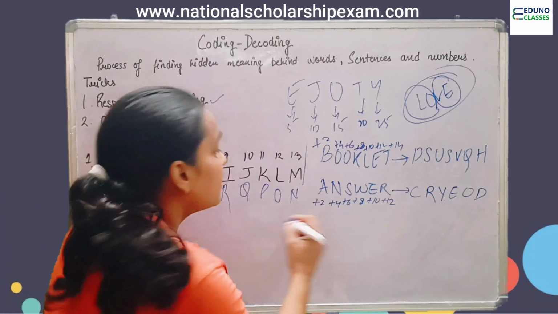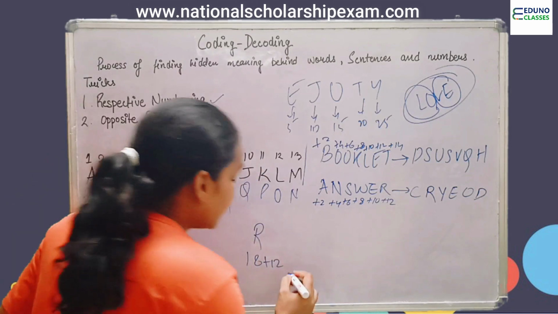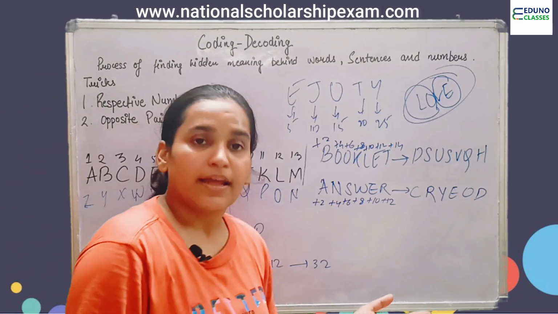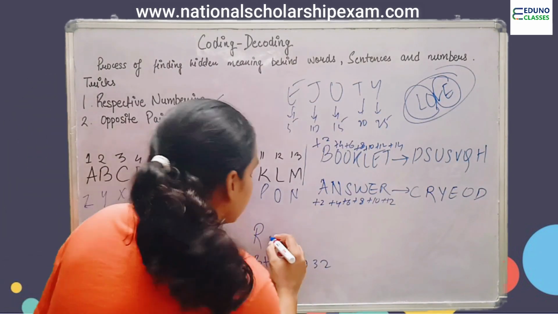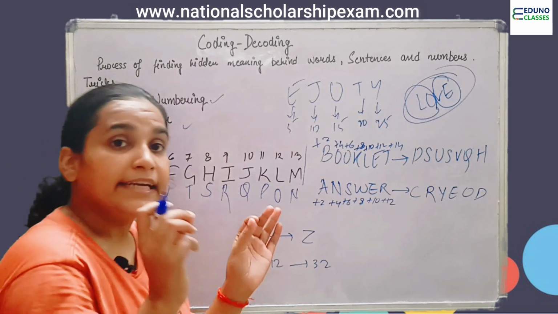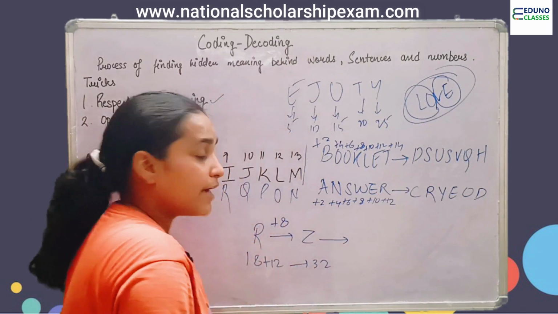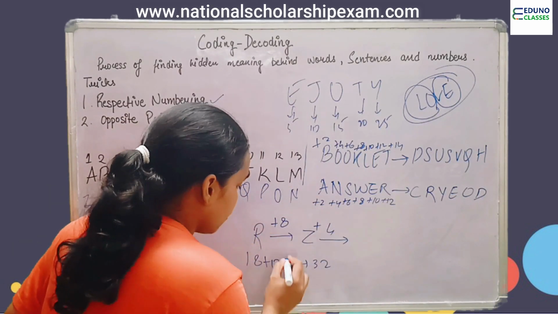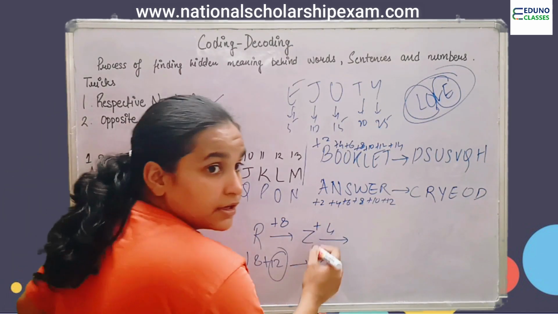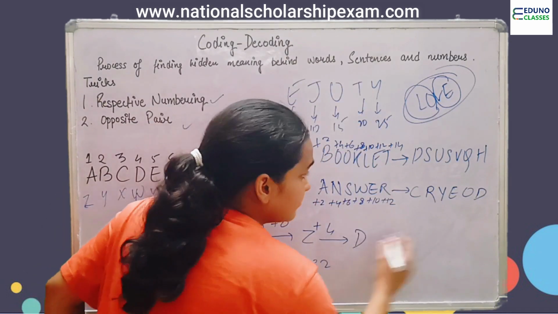Because R, look, R is 18. We have to add 12. If we add 12, then we will go to 30. But we cannot go there because we don't have any number like that in our alphabet series. So we will first reach Z. R is 18, Z is 26. We have added plus 8. And then from Z we have to add again plus 4, because in all we have to add 12 here. So Z plus 4, from A onwards. What is the letter for the number 4? It is D. So we have written D.